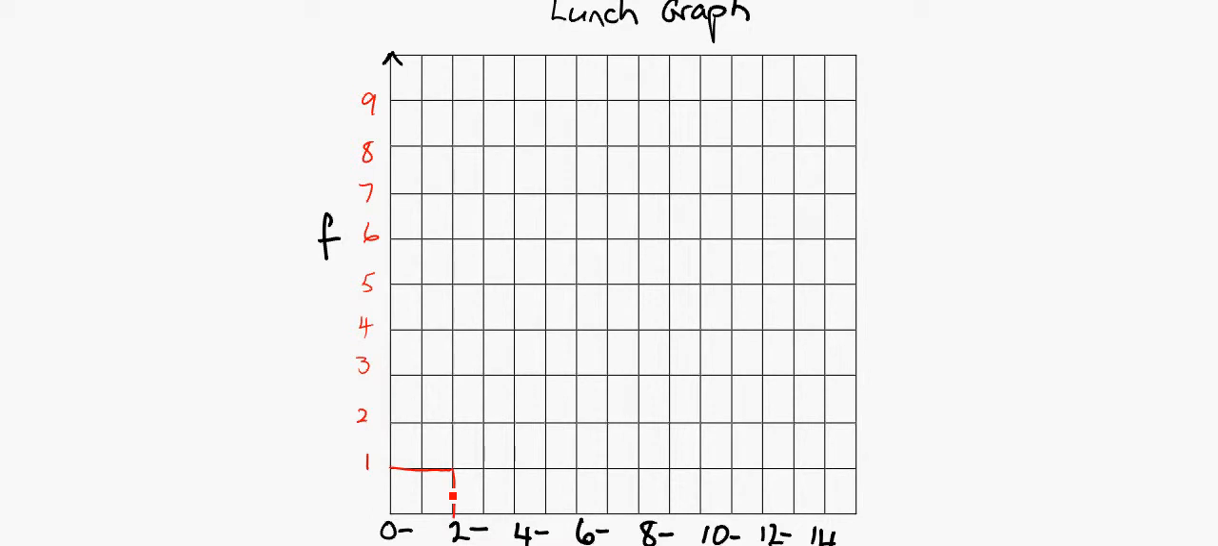Now the next category was 2 and up to 4, and that was 3 people. So we're going up to there and down, and of course use a ruler. Try and do it straighter than that. And 4 and up to 6 was 4, and down. 6 and up to 8 was 7, across to there, and draw it down.